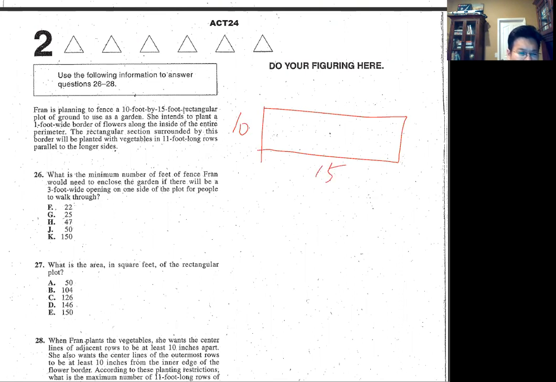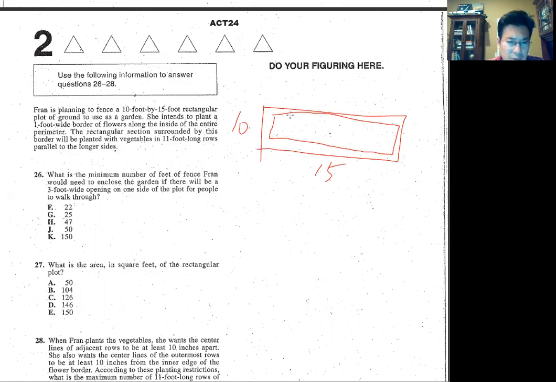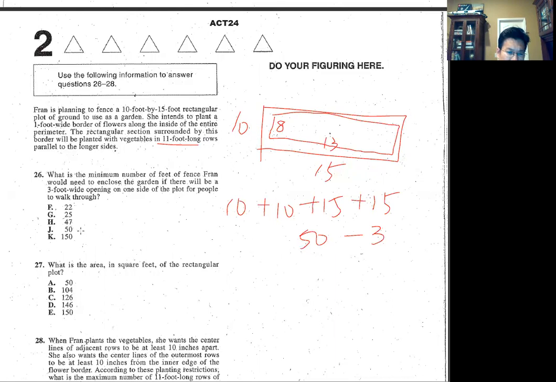1 foot wide. And now 8 and 13 left. Right, and then inside the rectangular section, this is the vegetable, 11 feet long, so 11 of them. What is the minimum number of feet of fence that would be needed? The opening is 3 feet wide. So 10 + 10 + 15 + 15, that's like 50, but then the opening is 3, so 47.